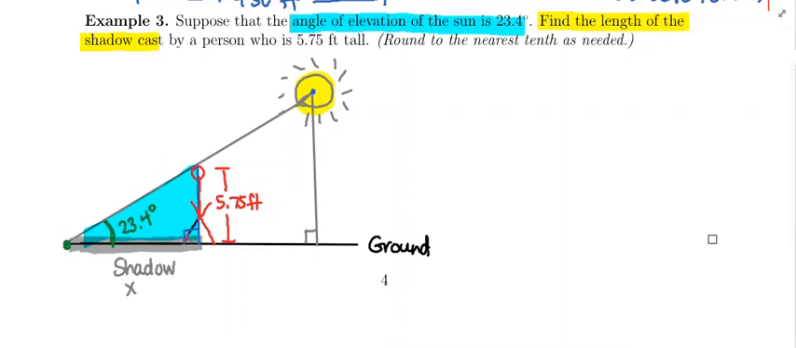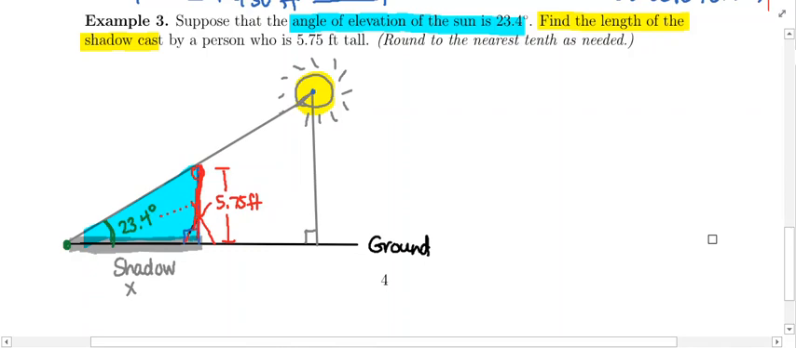When we look at this, if we go across from the angle of elevation, we know the length of this side right here. This is the height of the person, that's the 5.75 feet. And then we don't know the shadow. This side right here is the hypotenuse, and then the shadow is the adjacent side. Again, we're focusing on the smaller triangle, not the bigger triangle.